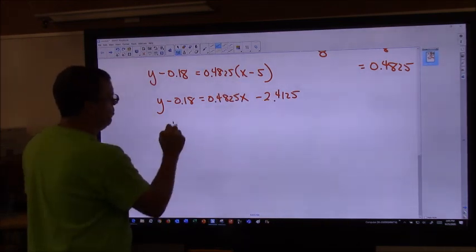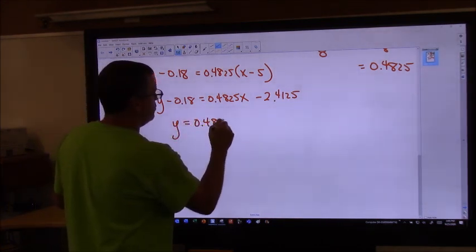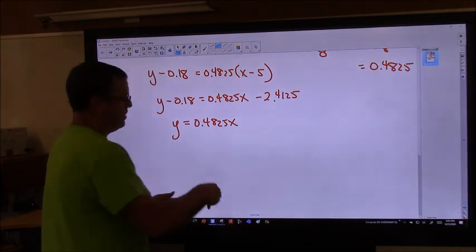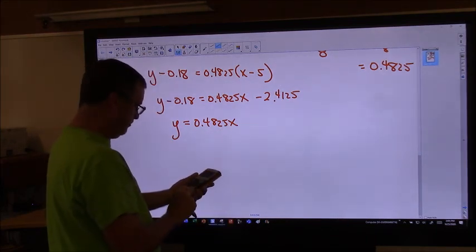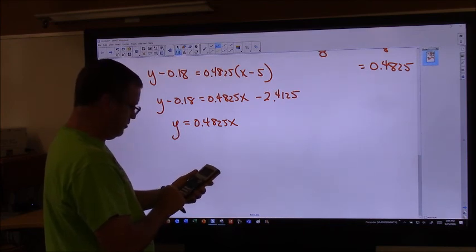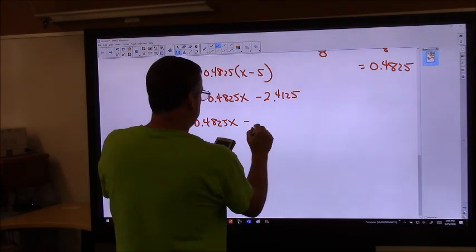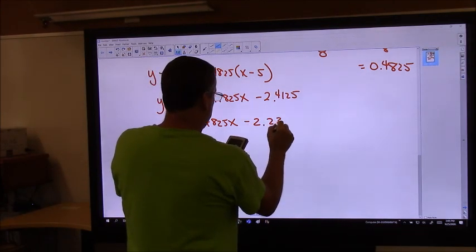All right, so my last step is I have to move this over here and add that to the other side. So y equals 0.4825x. I'm going to take this number and I'm going to add 0.18. And so what I have now is minus 2.2325.